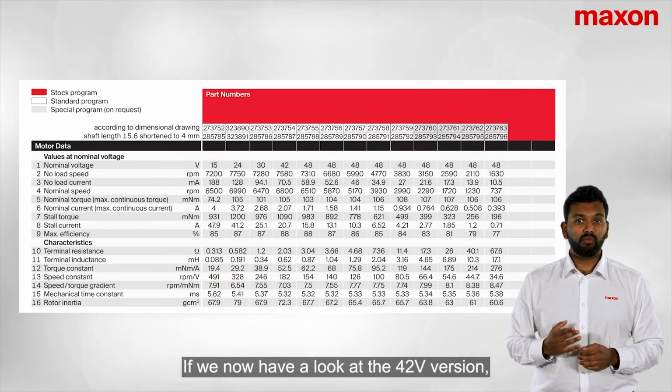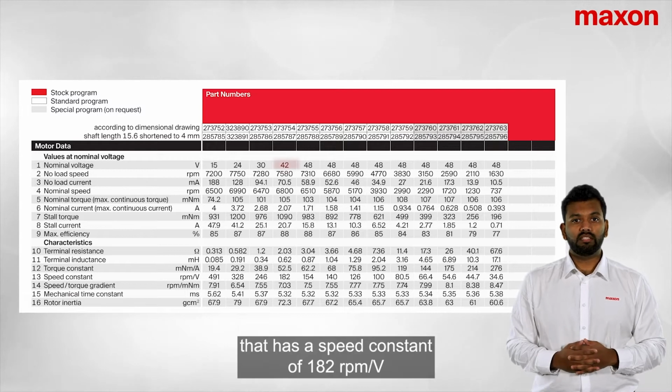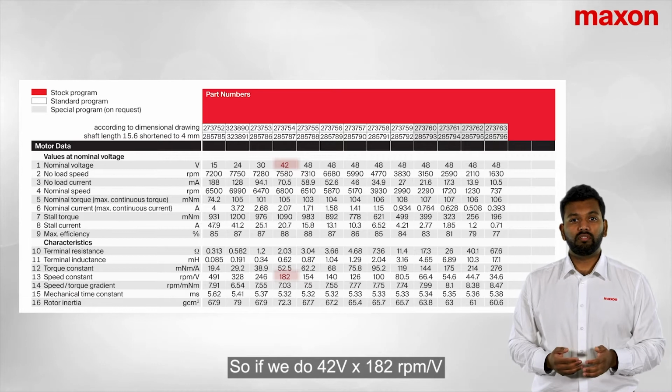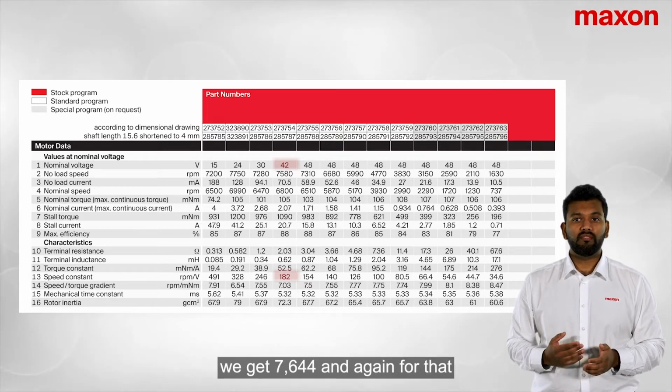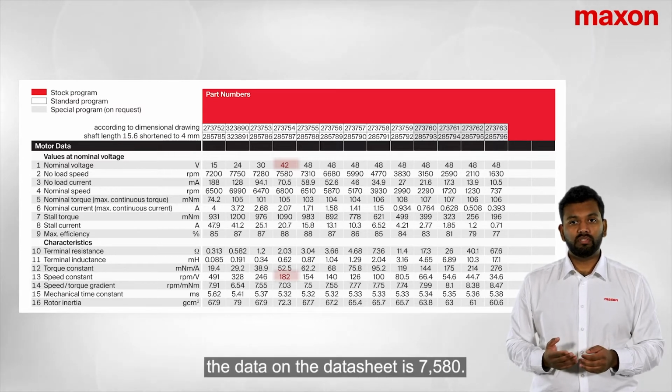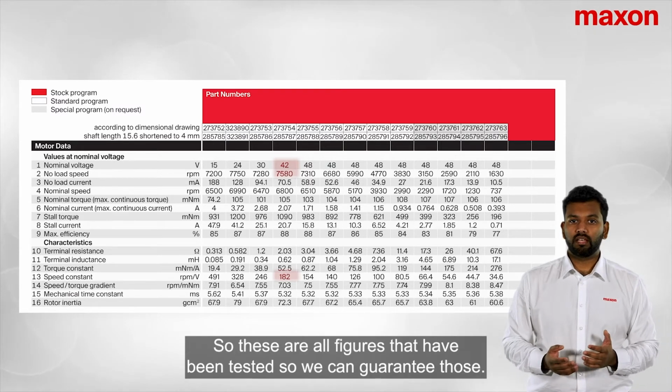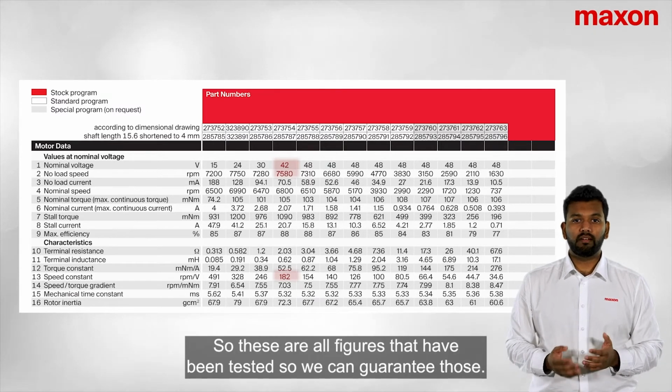If we now have a look at the 42 volt version, that has a speed constant of 182 RPM per volt. So if we do 42 volts times 182 RPM per volt, we get 7,644. And again, for that, the data on the datasheet is 7,580. So these are all figures that have been tested, so we can guarantee those.